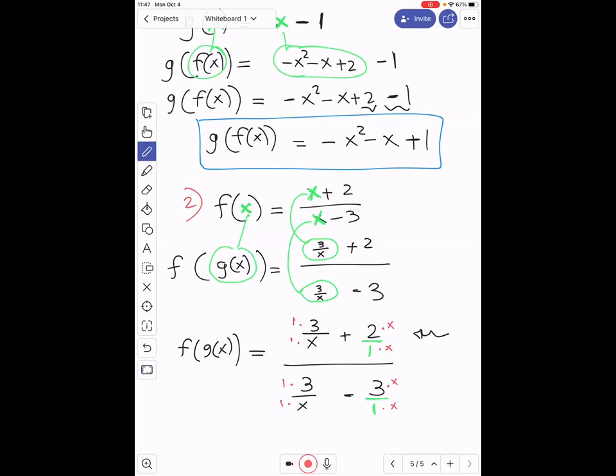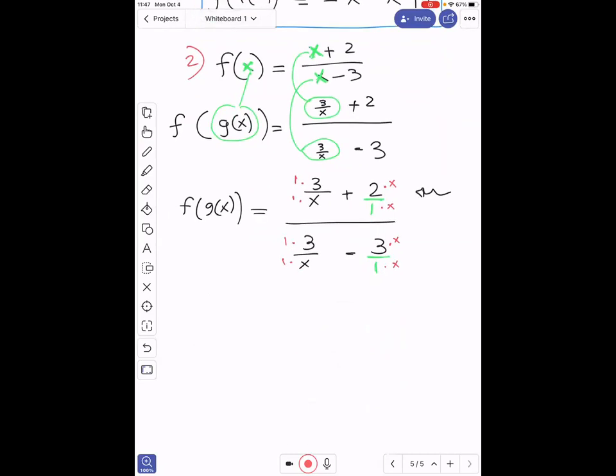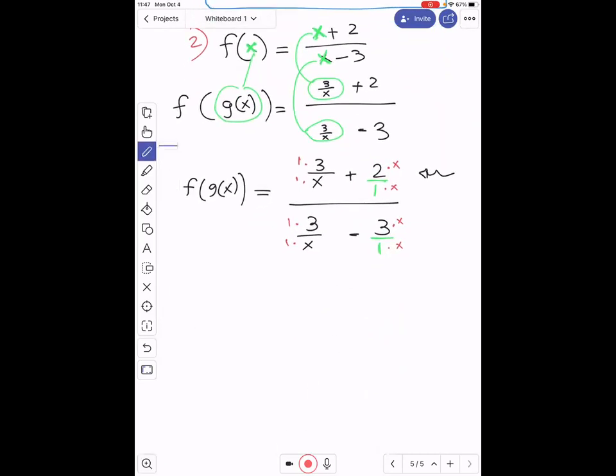All right. So now, f of g of x. The first fraction is just 3 over x, the same thing, because we're multiplying by 1. But the second fraction, we're going to have 2x over x. In the denominator, it's 3 over x minus, we multiply by x, the second fraction, so that's 3x over x.